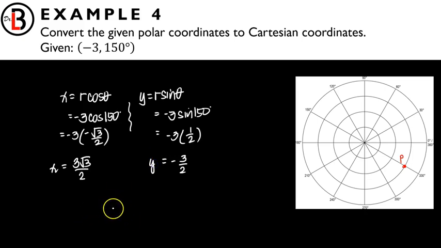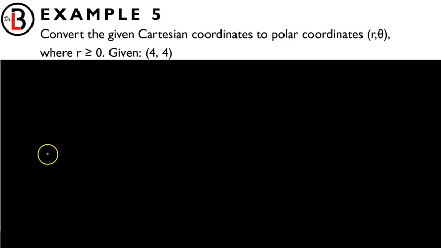And then you can actually confirm here that the x is positive 3 square root of 3 over 2. The y is negative 3 over 2 because of the fourth quadrant. X should be positive and y should be negative. So this is correct. Next, let's convert the Cartesian coordinates to polar coordinates.